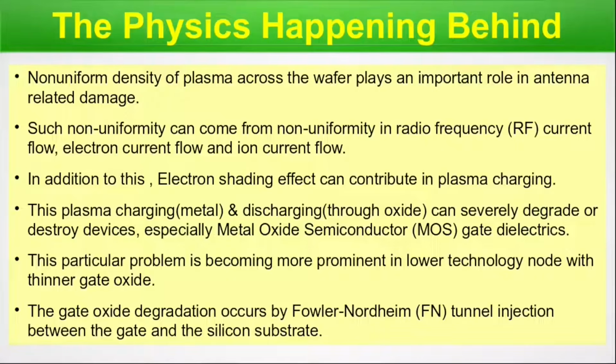The gate oxide degradation occurs by the physics of the Fowler-Nordheim (FN) tunneling phenomenon between the gate oxide and the silicon substrate. That means the gate oxide, which is residing between the gate and the silicon substrate, goes through Fowler-Nordheim tunneling, and that starts the charge passing, creation of the percolation path, and finally a huge amount of charge flux going through the oxide.